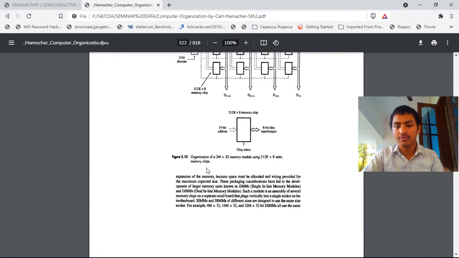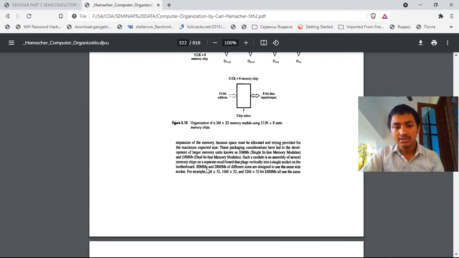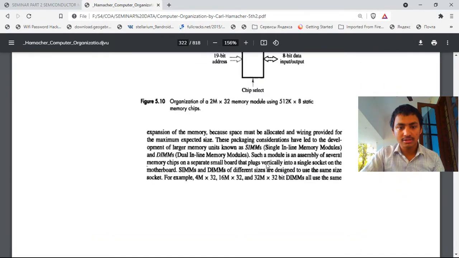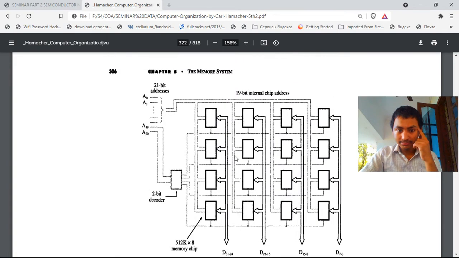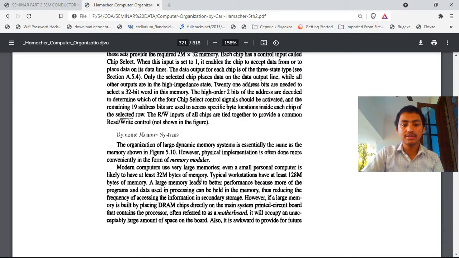So as we discussed, large memory can improve the performance. However, if we build a larger memory by placing chips on the motherboard, this is the region where the space issue arises. If we increase the space, it will occupy an unacceptably large amount of space on the motherboard, or in the space of the board.